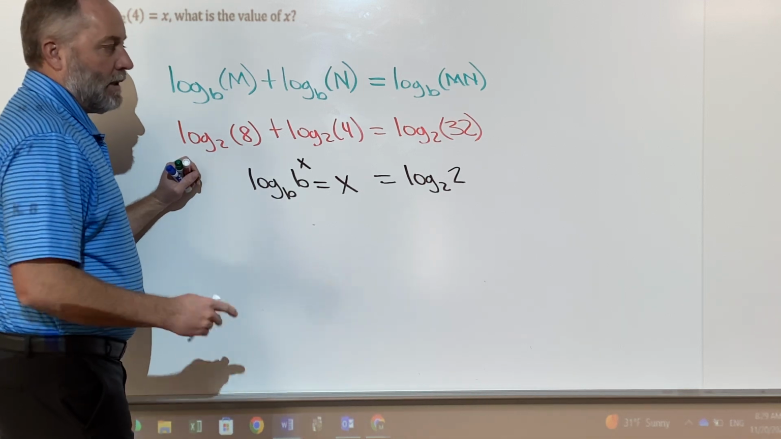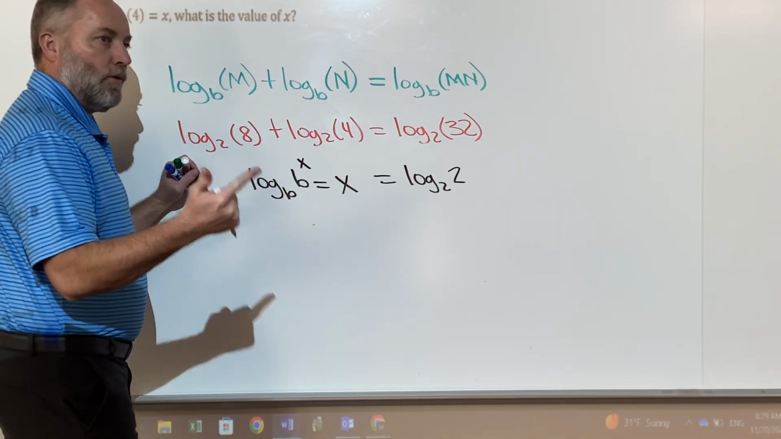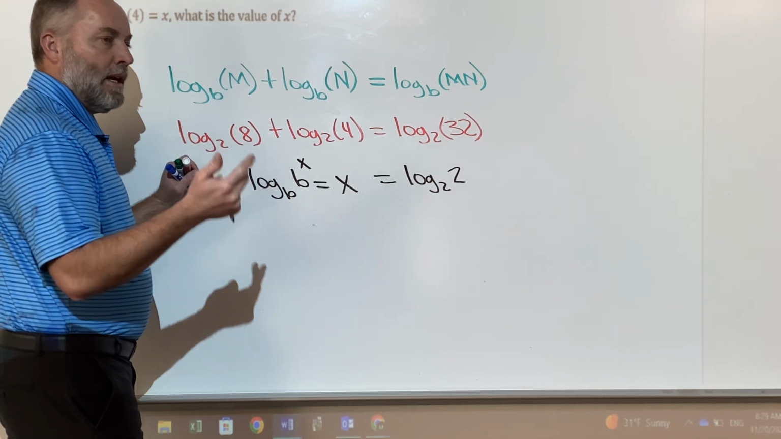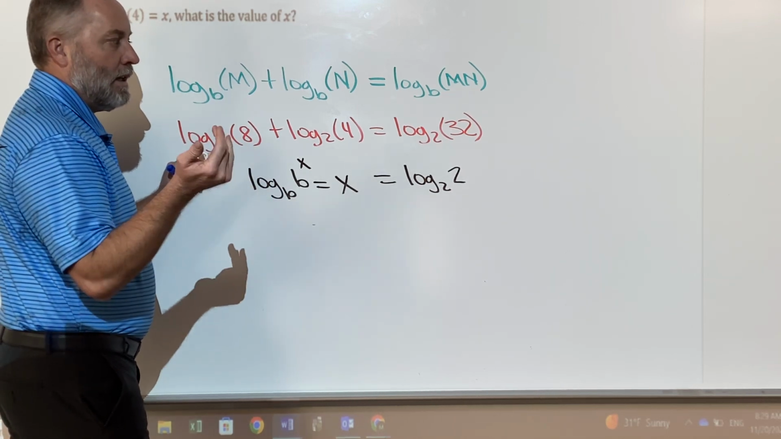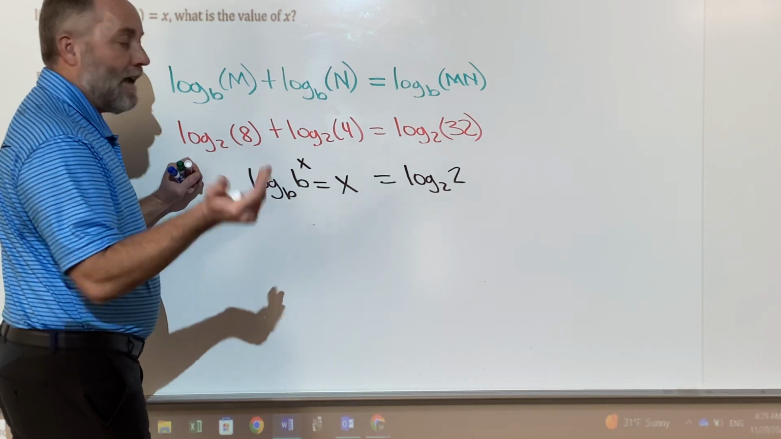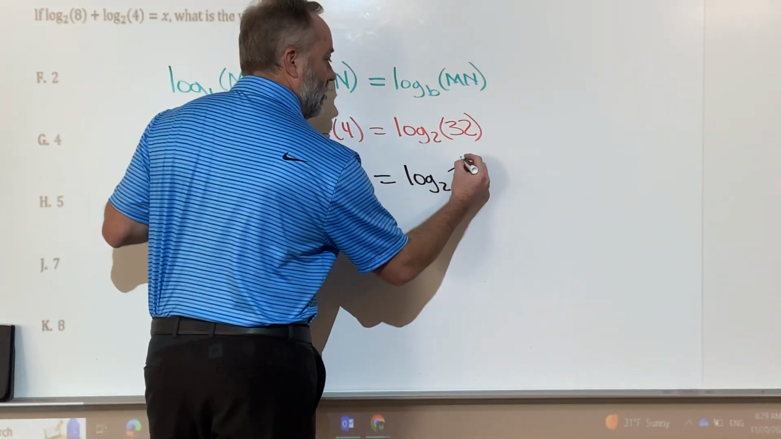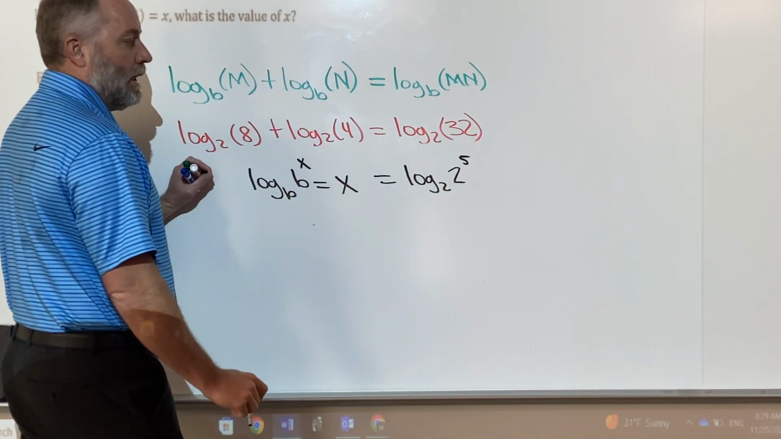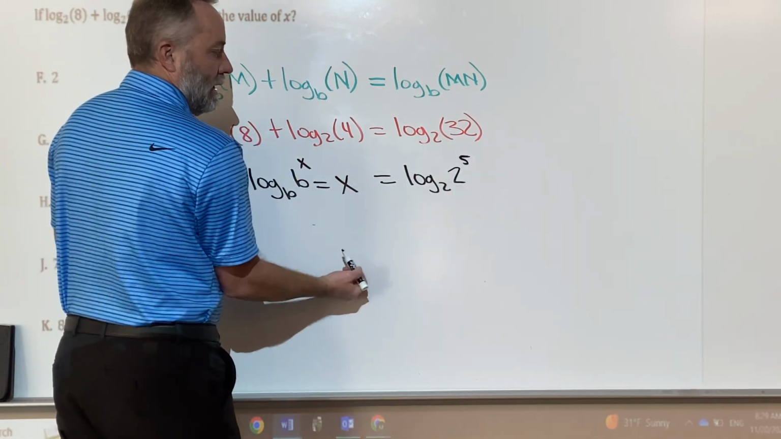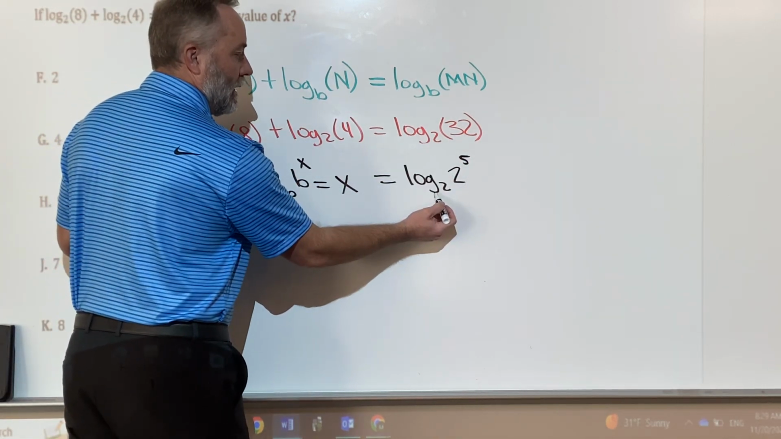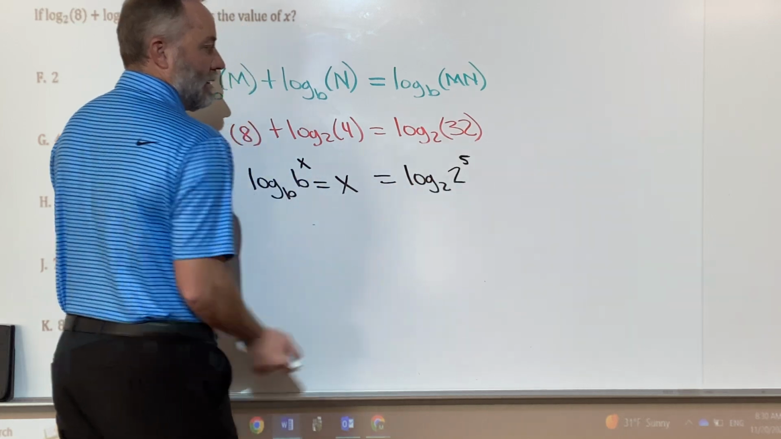So we may know this, or you could just say, okay, 2 times 2 is 4, 4 times 2 is 8, 8 times 2 is 16, 16 times 2, so 5 2's get us 32. So 2 to the 5th power is 32. So those two things say the same thing: log base 2, log base 2, 2 to the 5th is 32.